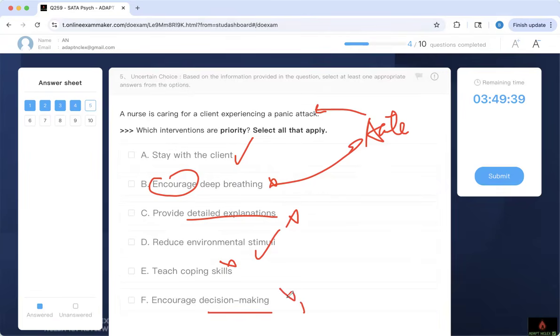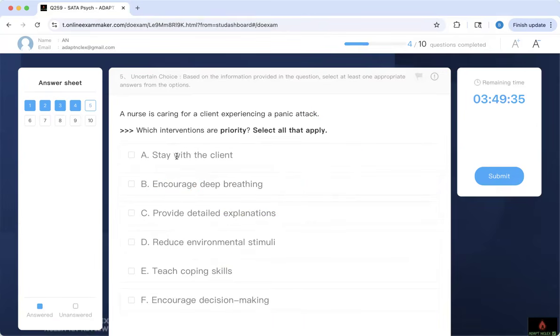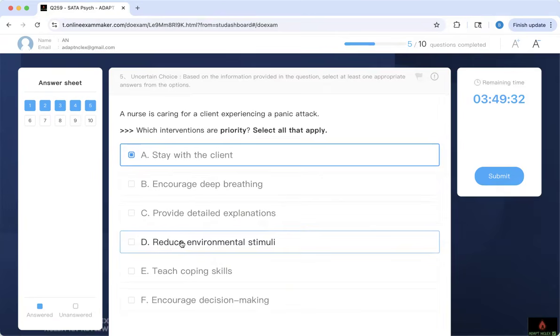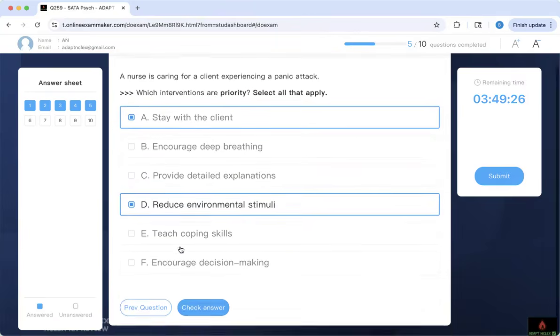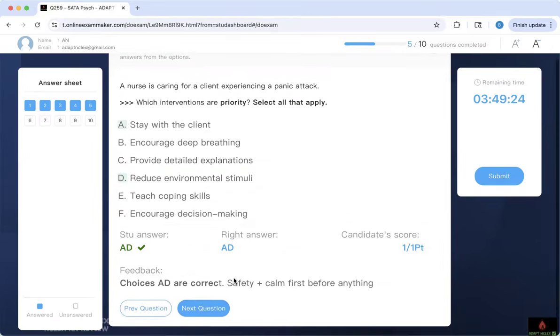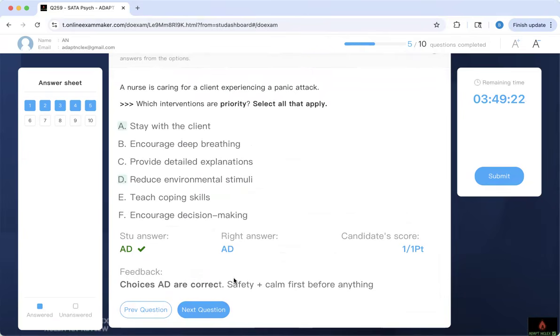Too late. This is the end of it. We don't need to. So pay attention to the question. All these answer choices are right, but the question is asking about right now, the acute problem. So stay with the patient, safety, and then calm. So safety and calm is the first thing before everything.